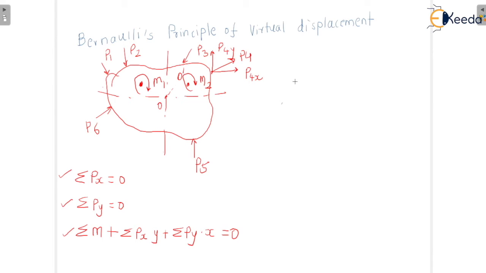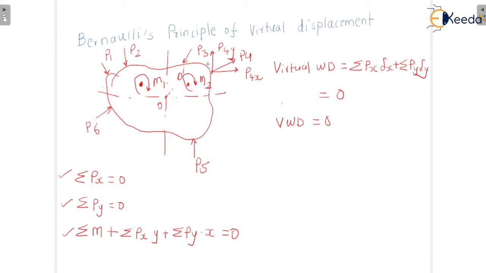So finally we can write virtual work done is equal to the summation of forces Px del x plus the summation of forces Py del y. Finally, this equation should equal 0, and we also have the summation of forces Px and Py equal to 0. So overall, virtual work done becomes 0. Now let us consider the rotation of a rigid body by a virtual rotation d theta.